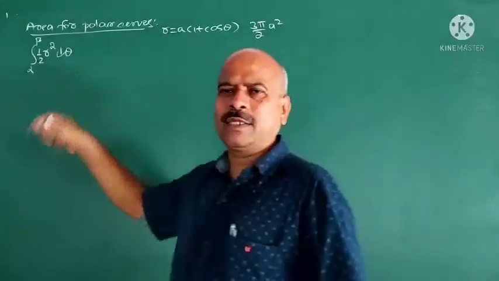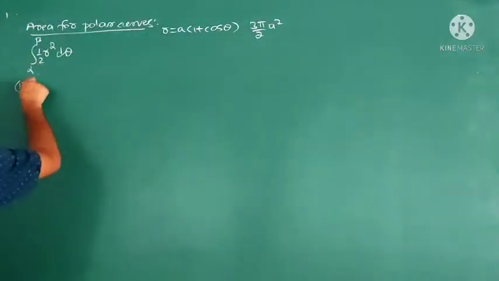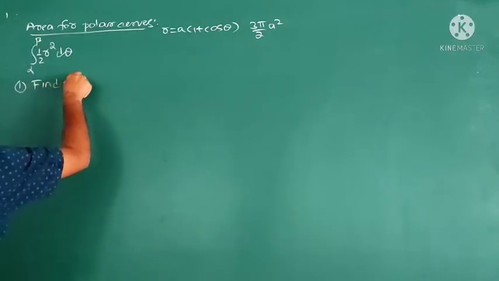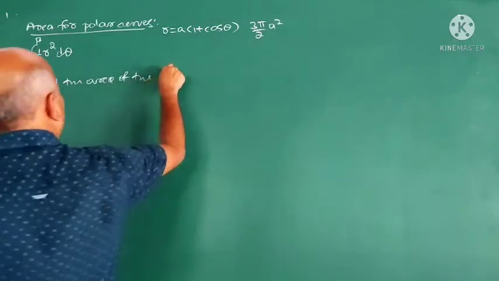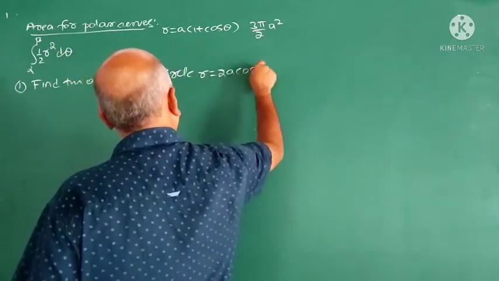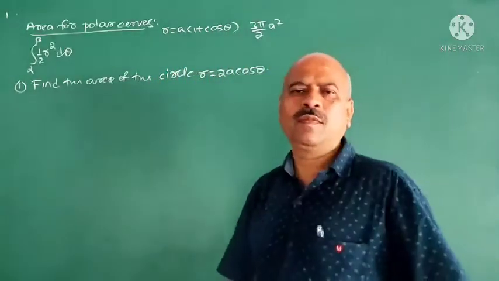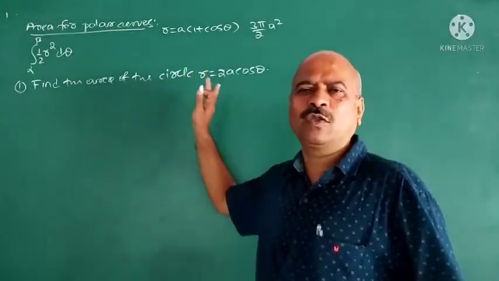Now, consider some more problems. Two problems. First is, find the area of the circle r is equal to 2a cos theta. See, this is a descriptive question. Find the area of the circle r is 2a cos theta means it is a 5 mark question.